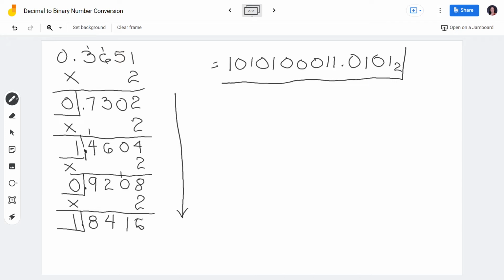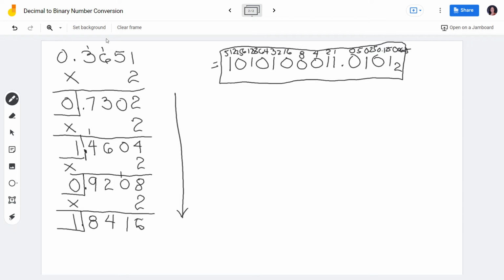To check if our answer is correct, we can apply the putting of weights on the digits, as we've done with binary to decimal. So we're going to put 1, 2, 4, 8, 16, 32, 64, 128, 256, and then 512. And then we have 0.5, 0.25, 0.125, and 0.0625.